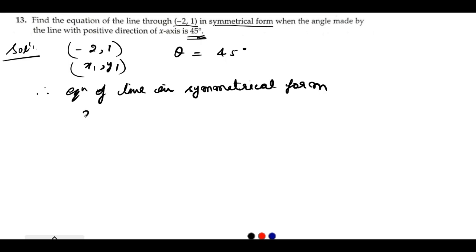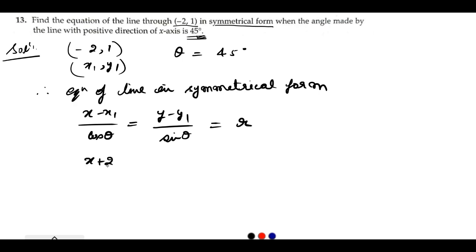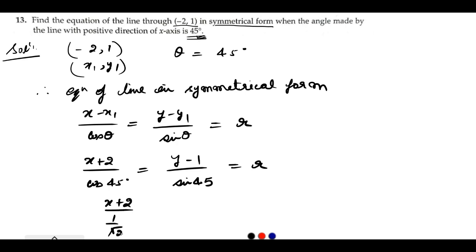It will be x minus x1 upon cos theta is equal to y minus y1 upon sin theta is equal to r. Put the values, x1 is minus 2 and theta is 45, y1 is 1. Value of cos 45 is 1 upon under root 2 and sin 45 is 1 upon under root 2, is equal to r. This is the equation of line in symmetrical form.